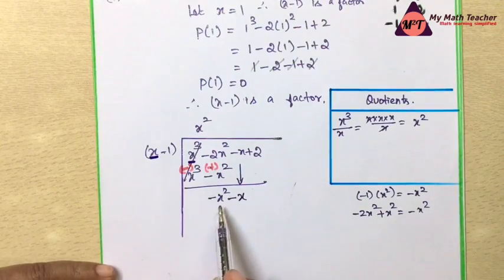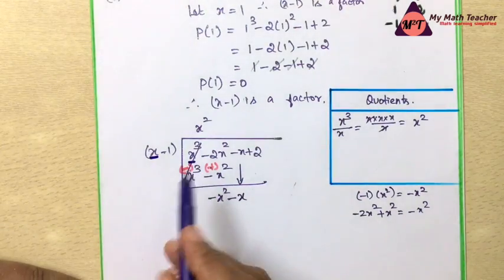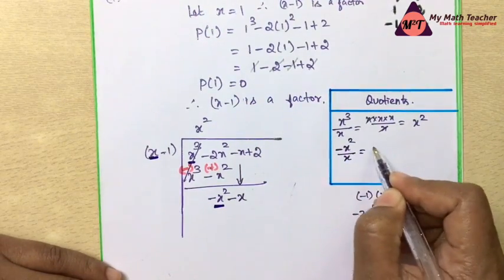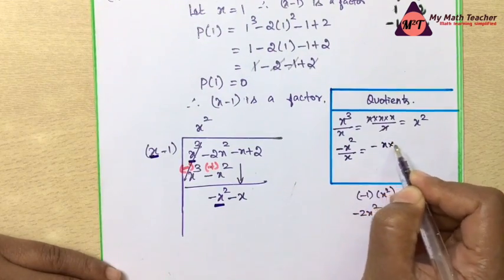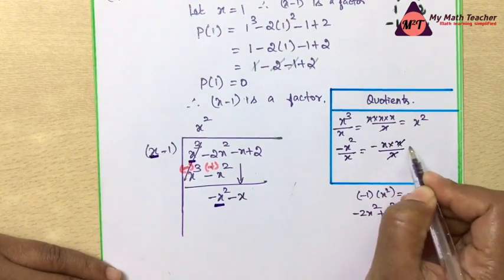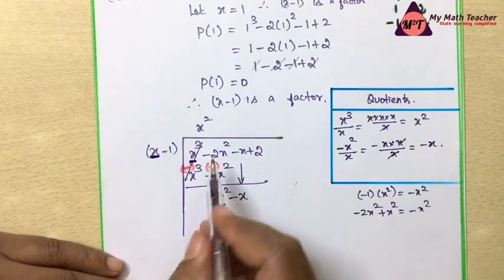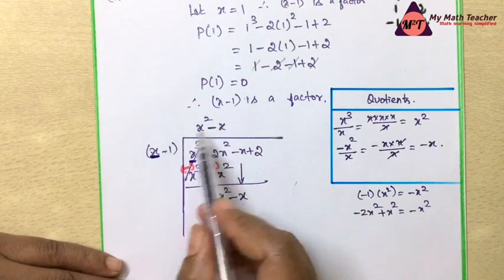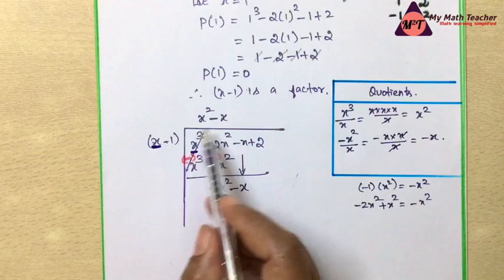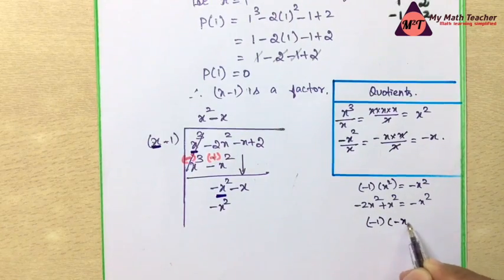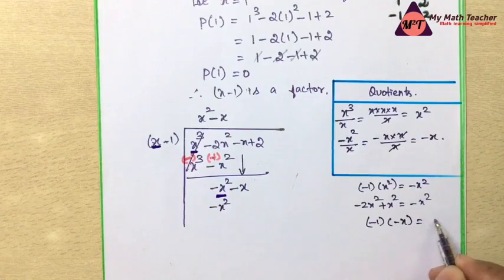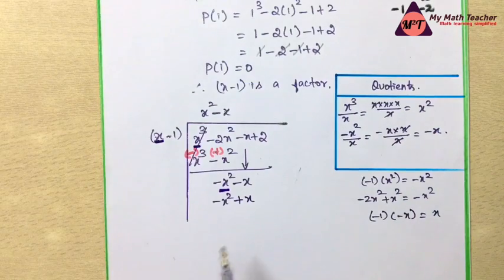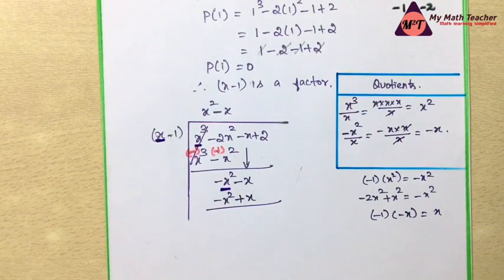Now again we have to do the same as we did in the first step. First term minus x square, divide by x, that is minus x into x by x. When you cancel this, answer is minus x. So now the minus x will be applied here. Now multiply x into minus x, it is minus x square. Minus 1 into minus x, minus into minus will be plus, it will be x only. It is plus x.